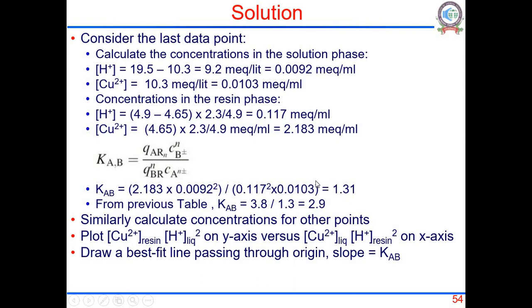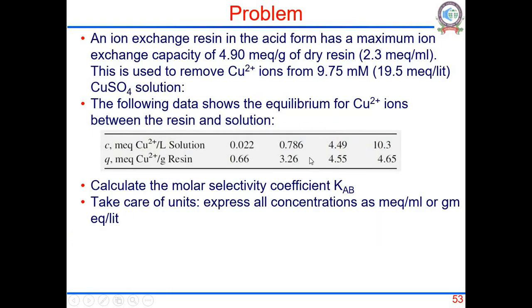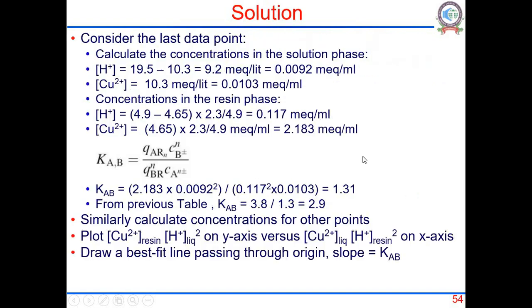What you actually need to do is plot a curve of Cu2 plus and H plus square in the liquid phase, this on the y-axis versus this parameter on the x-axis, and then the slope of that line would give you the Kab, because each individual point would have experimental error. So we are not going to find Kab from individual points. We are trying to find a Kab over this whole range. Therefore, we will do regression for this whole data.